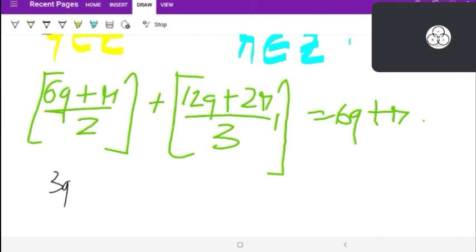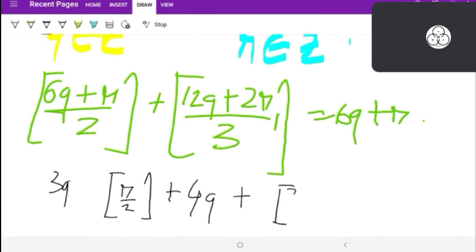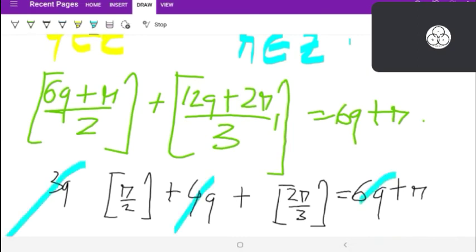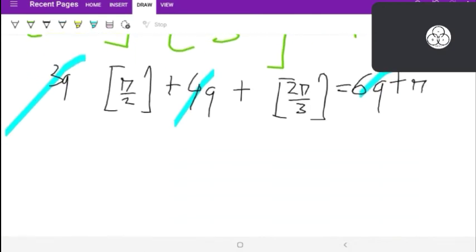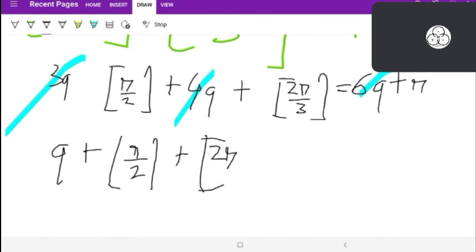3q, r by 2, plus 4q, 2r by 3, 6q plus r. Cancel them. We are left with q plus r by 2 plus 2r by 3 equals r.